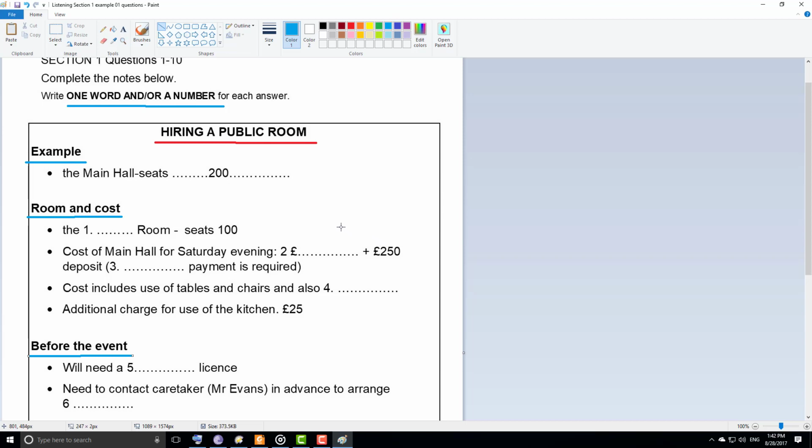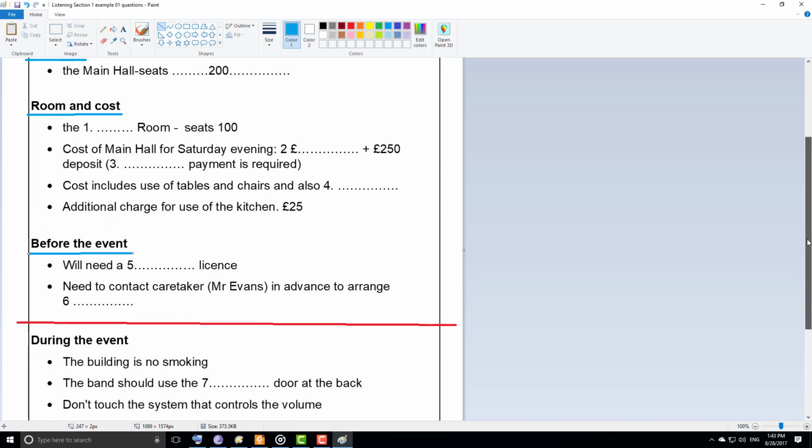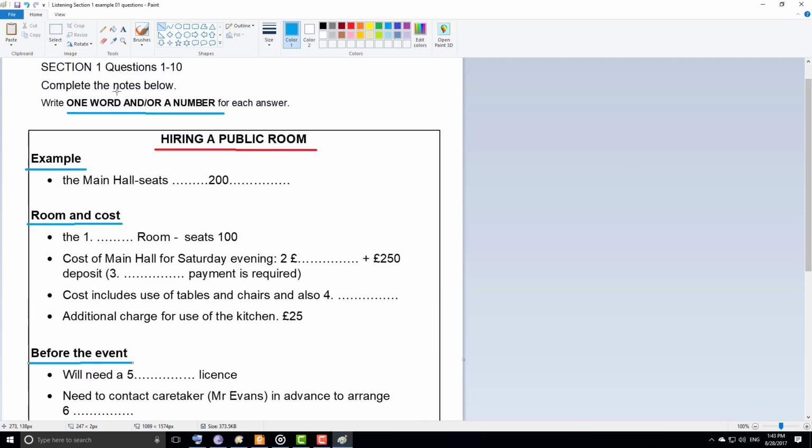Now, this is a very typical question of section 1, note completion, where you just have to fill in the missing words. Very common question in section 1. Now, what you need to do in the 30 seconds you have when you can look at the question sheet before the recording starts is to predict the answers.